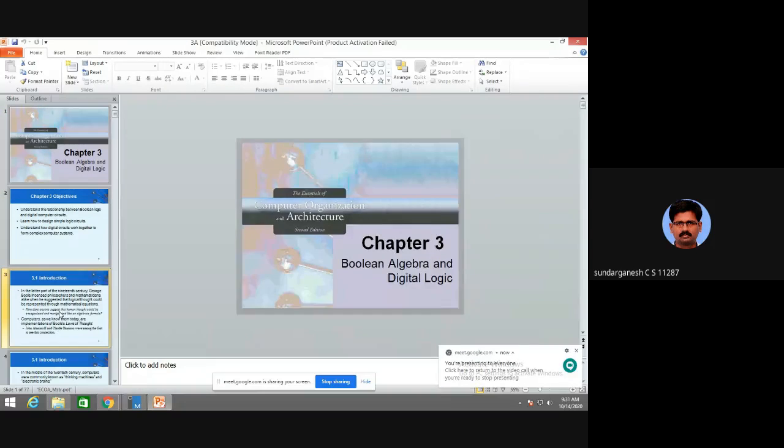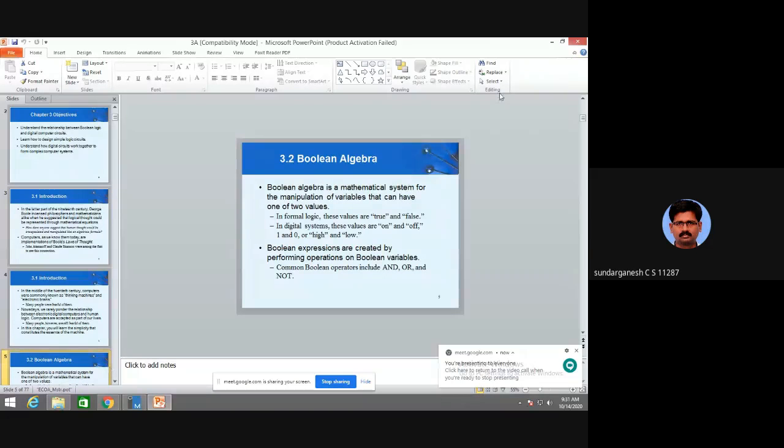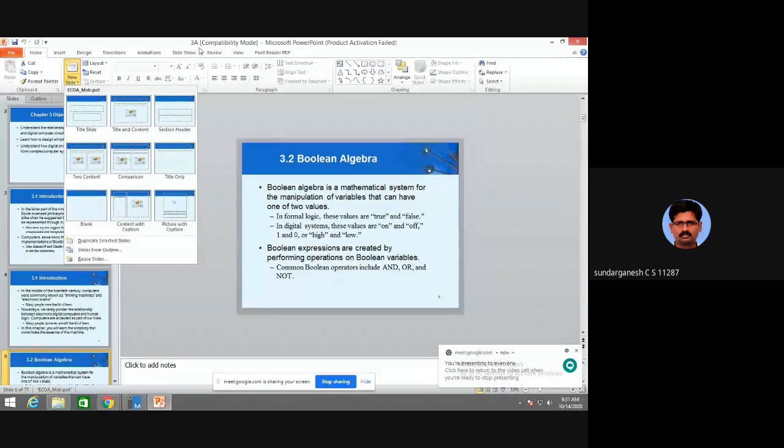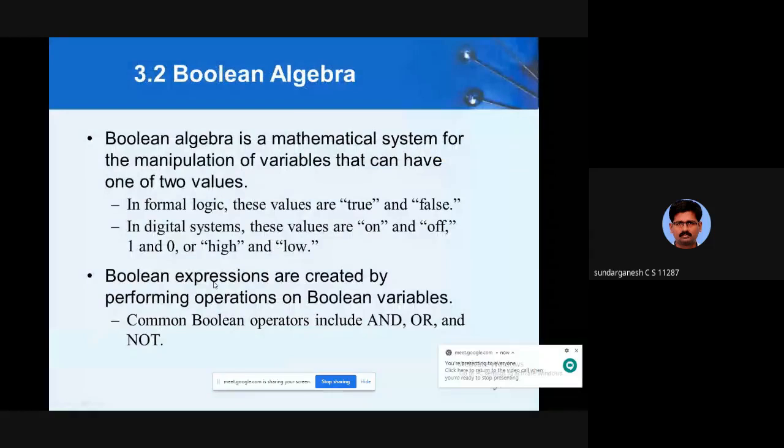So what is Boolean algebra? Boolean algebra is a mathematical system for manipulation of variables that have only two values. So in Boolean logic, we either say on and off, or 1 and 0, or high or low. In formal logic, we say that it is true or false.